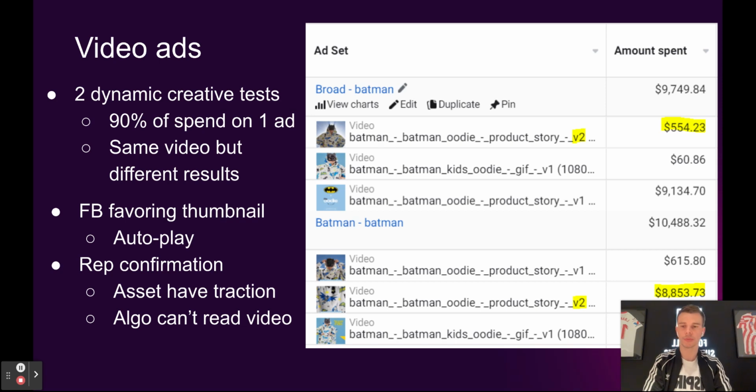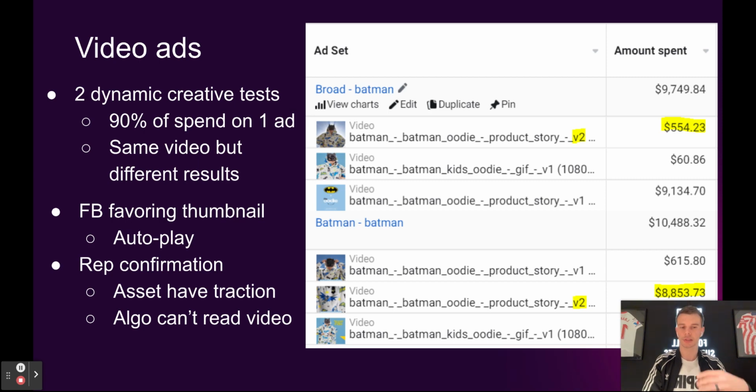So I reached out to my reps and explained what's happening. They said, oh, okay, but assets have traction. But then I said, okay, in this case, the asset is not a video, it is a thumbnail. And then they said, we think that the Facebook algorithm doesn't have the capacity to read the whole video. It only has the capacity to read text or an image. In this case, the thumbnail is an image. So that's why Facebook was favoring these two videos with these thumbnails.